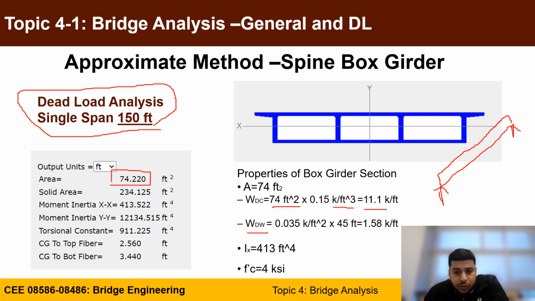For DW, the overlay unit weight was 35 pounds per square foot, which is 0.035 kip per square foot. You need only to multiply by one dimension, which is the width of your bridge, which was 45, to get the load in the longitudinal direction. And you also have the inertia calculated here as 413, with f prime c in feet to the power 4, and f prime c in KSI.